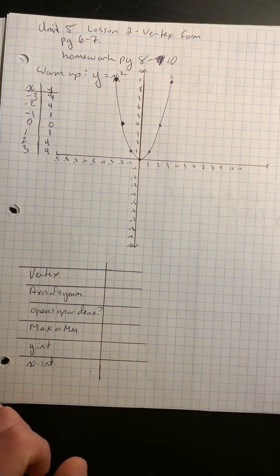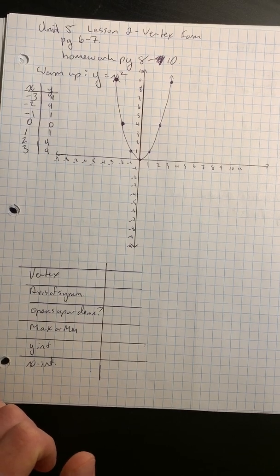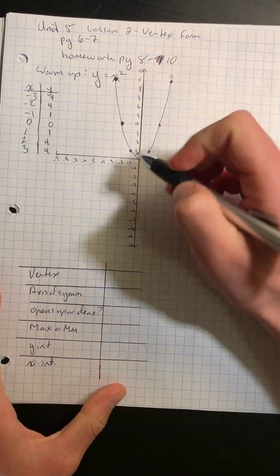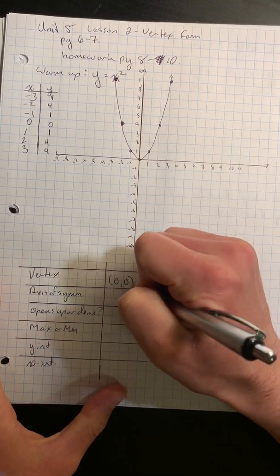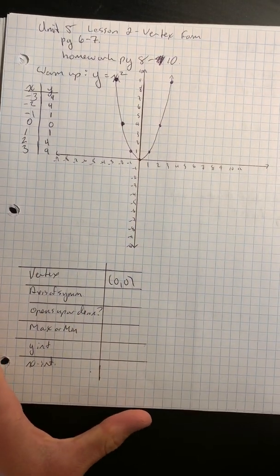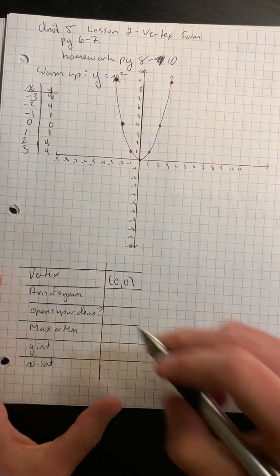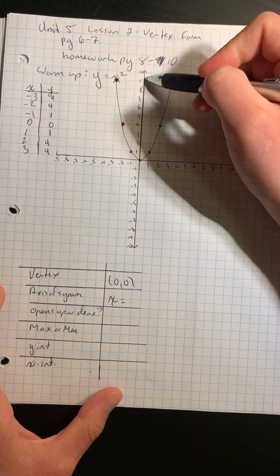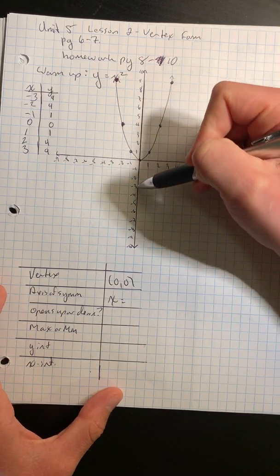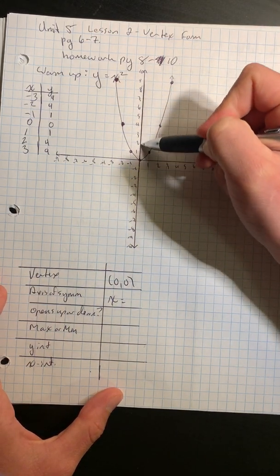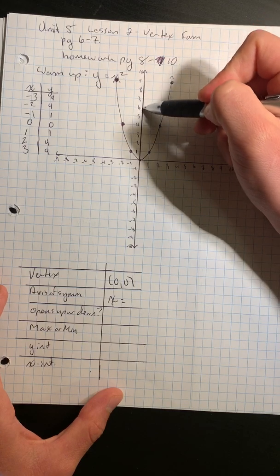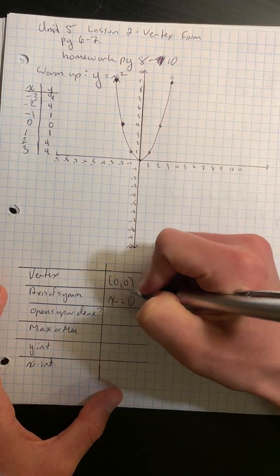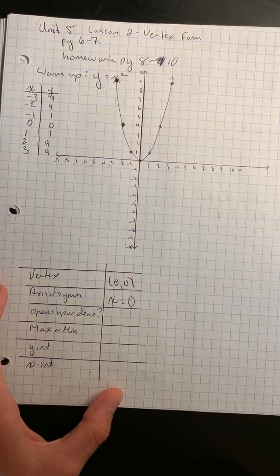Now we will state our various key features. What is our vertex here? Well, our vertex is right here, and the coordinates would be 0, 0, okay? What's our axis of symmetry? Well, it's going to be x equals whatever x value mirrors this parabola, and in this case, the axis of symmetry is the y-axis, which means x is equal to 0. It's always the x value in your vertex, okay?